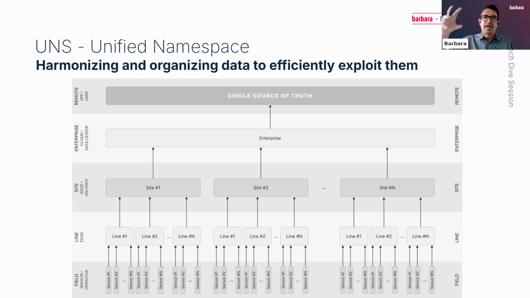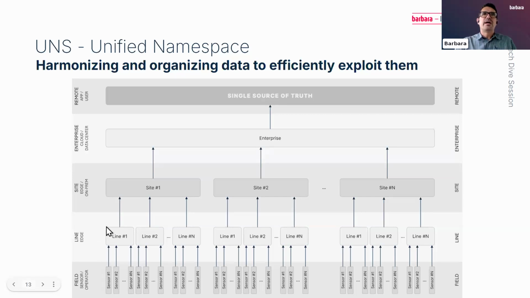Every plant has different production lines, with different machines per line generating information about energy consumption, status, speed, and a lot of other information. So what we want to do with UNS is to get all this information from the lower level. Here we have the field level, where we will have a lot of different machines or sensors generating information.